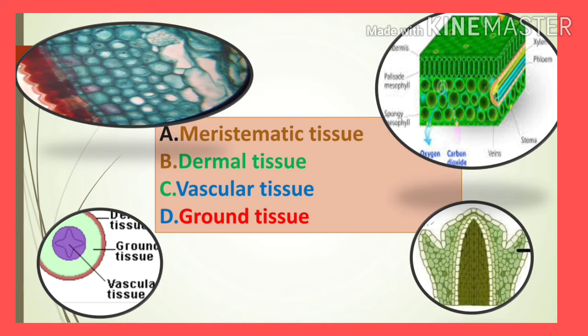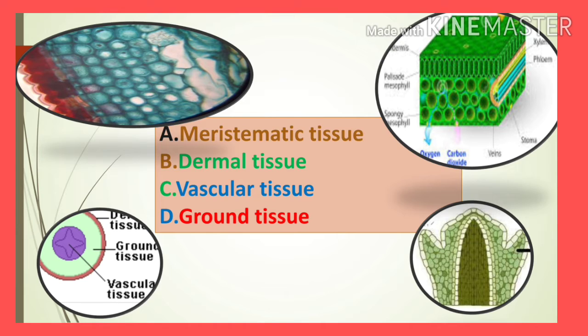And D is the ground tissue. So in this diagram you can see the light green structure, around that violet color one is the ground tissue and the brown layer is the dermal layer. Okay, so these are the four types of tissues which are present in the plant.